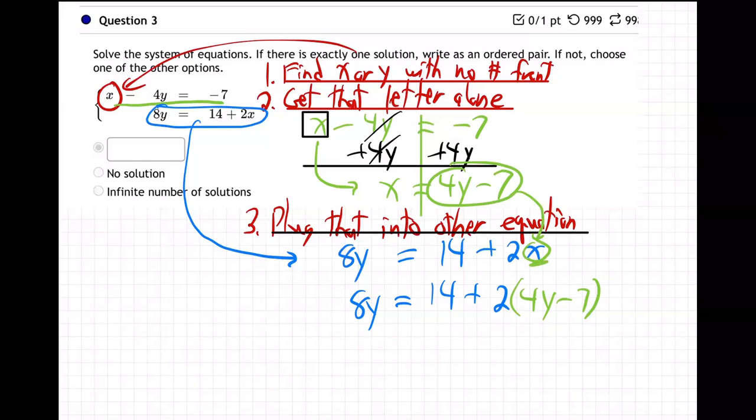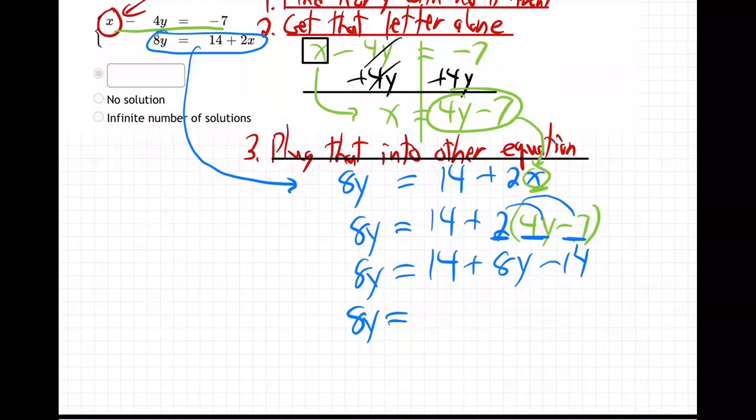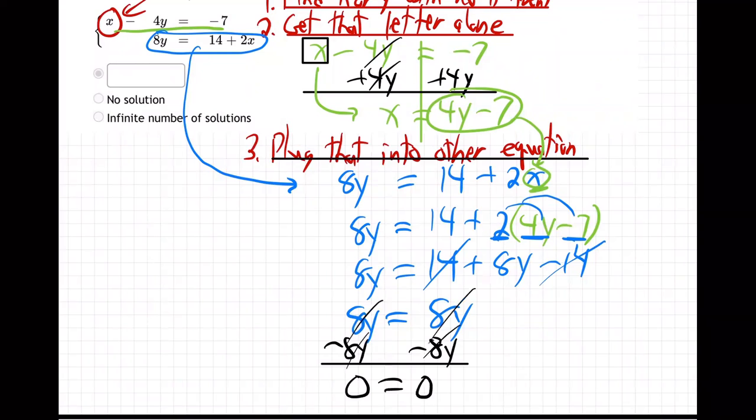And so now let's solve. 8y is 14 plus, and now remember this 2 distributes. We'll get 8y minus 14, right? That 2 multiplied the 4y and multiplied the 7. And we get 8y is 14 take away 14 is 8y. What is this? 8y is 8y. If we subtract 8y from both sides, look what we get. 0 equals 0. What is going on?